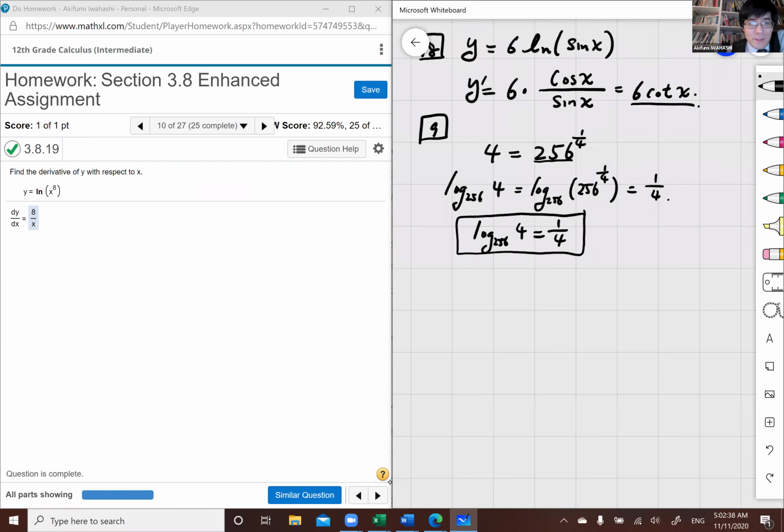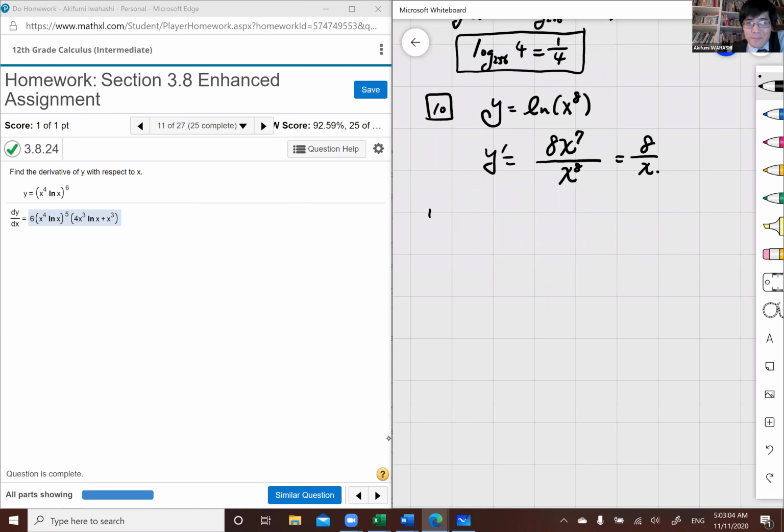Now differentiate ln of x to the power base. But this is quite simple. Just differentiate using the formula: u on the bottom, u dash on top, and simplify the fraction. Simple.